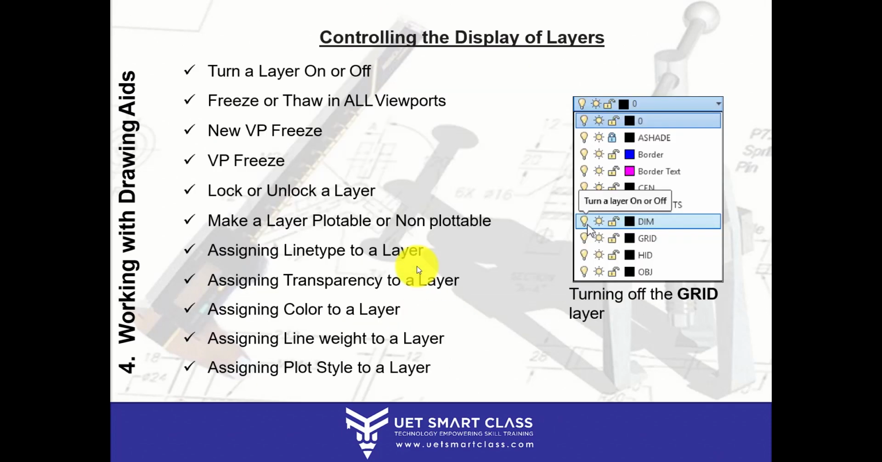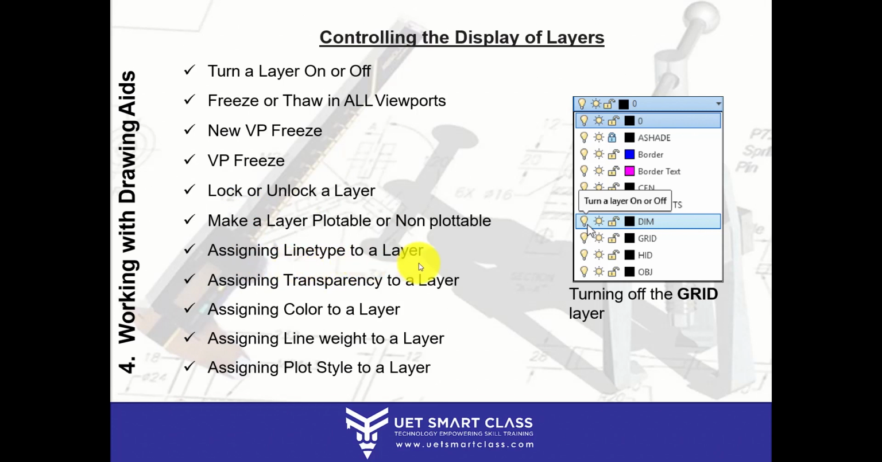Okay. So I'll brief you with all the control options. I've already said you can turn a layer on and off. Okay. See, this is the bulb. You can freeze or thaw a layer. There is a new VP freeze option. VP freeze, that is viewports. Okay. Lock or unlock a layer. Make a layer plottable or non-plottable.